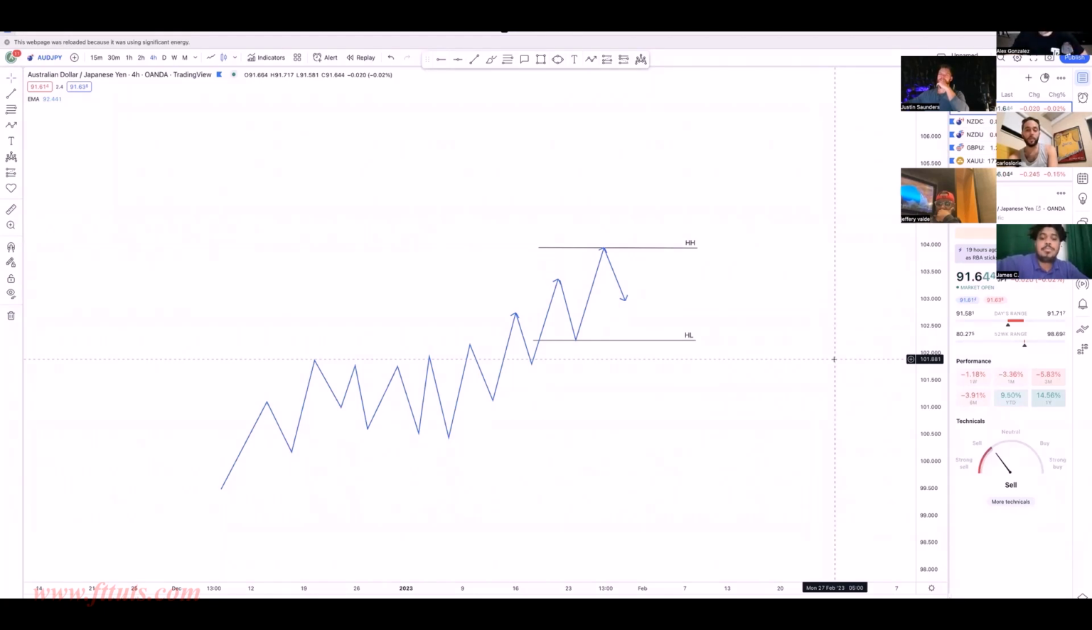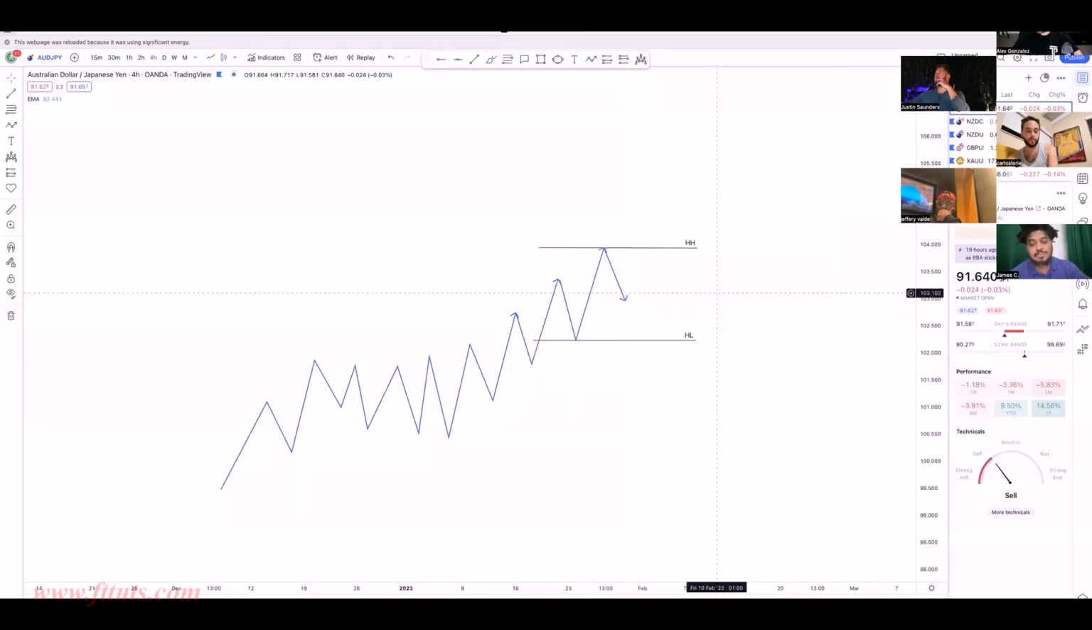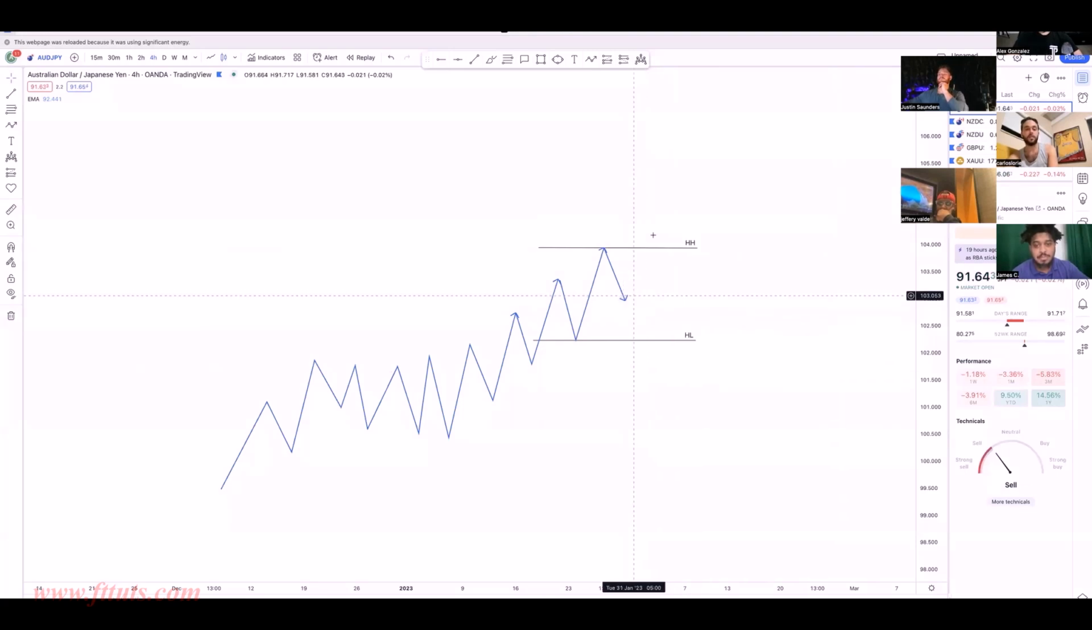All right, so this point right here is technically nothing. This is not a higher low. I just said it. You can't have a higher high without a higher low. So this is literally nothing. And then this is not a lower high because we're not bearish. This is literally nothing. What about this point right here? What is this point right here?